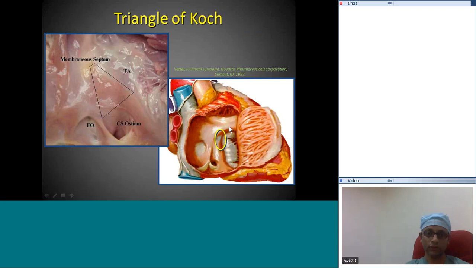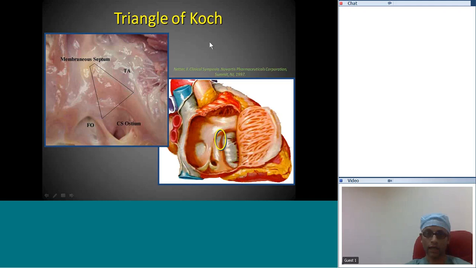Now this is an important area if you're doing electrophysiology study, because one thing which you should not do is damage one's own electrical conduction system. So you need to be aware of this space, that is the triangle of Koch. The base is formed by the tricuspid annulus, and then you have the coronary sinus ostium as the base of the triangle, and on the top you have the tendon of Todaro, and the apex is pointing towards the compact AV node.